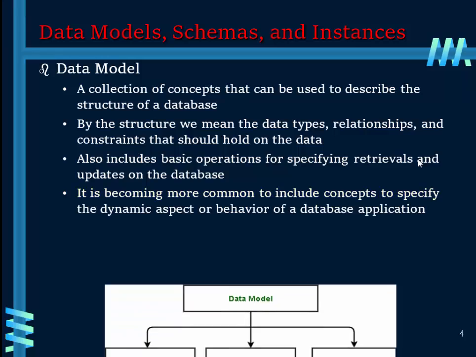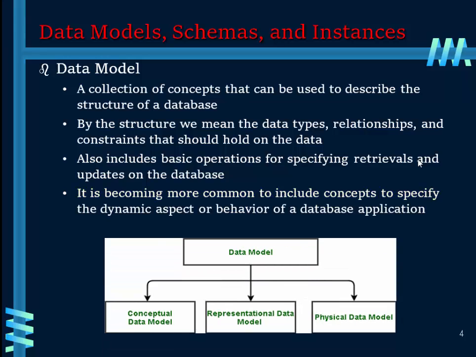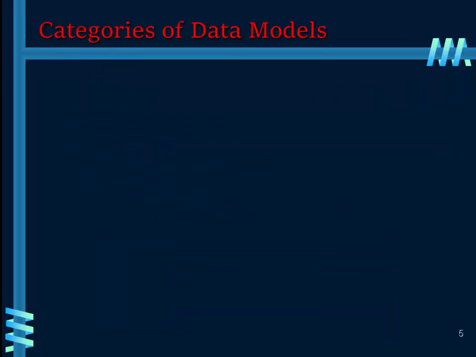And after that, see here we are classifying the data models into three types. Those are conceptual data model, representation model and physical data model. These are the three important types of a data model. So here we are categorizing the data models according to the types of concepts they use to describe the database structures. What type of concepts are we using to describe the database structure? Based on that we are categorizing the data models.